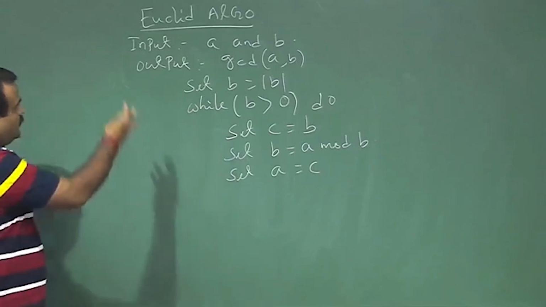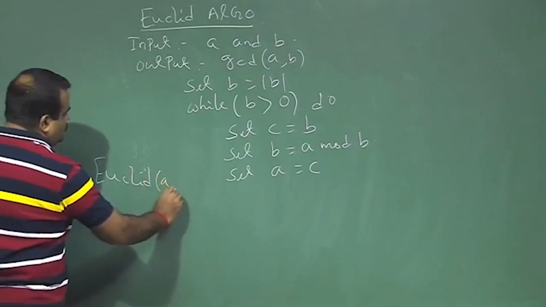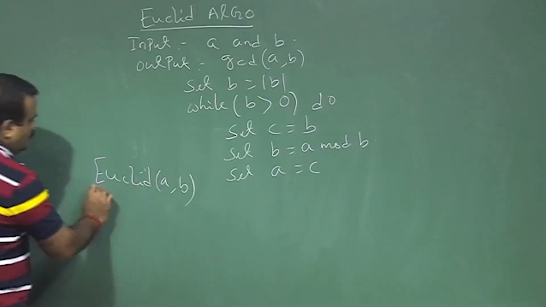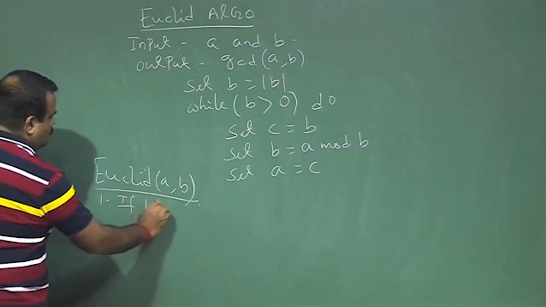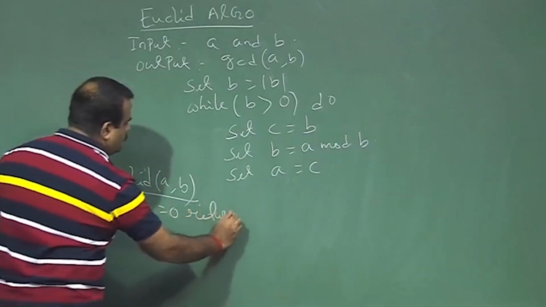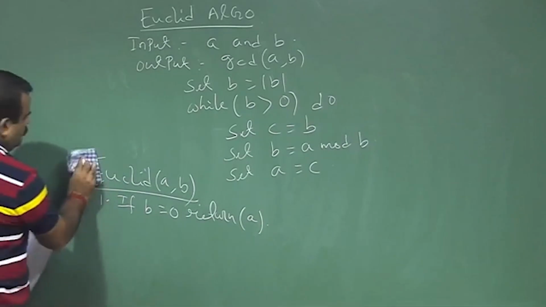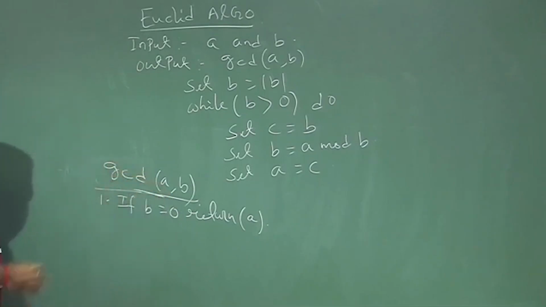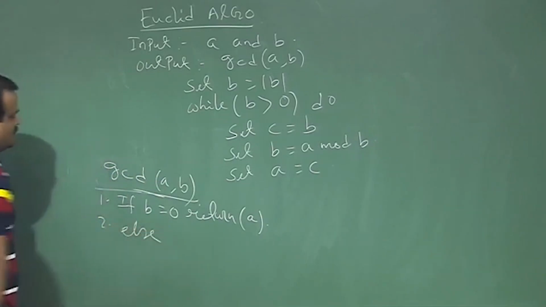The recursive version is basically that formula, Euclid of a, b. This is the recursive call. If b is equal to 0, then return a as the GCD. Basically we are going to find the GCD of a, b. So, instead of Euclid we can just write GCD, the name of the algorithm, but the algorithm is Euclid. Else, if b is greater than 0, what do we do?